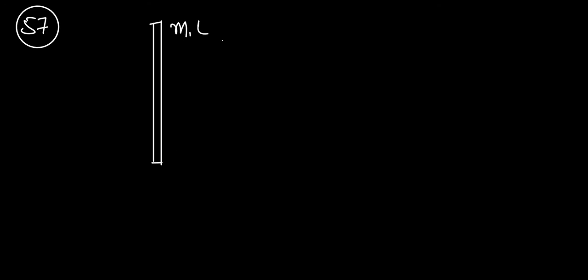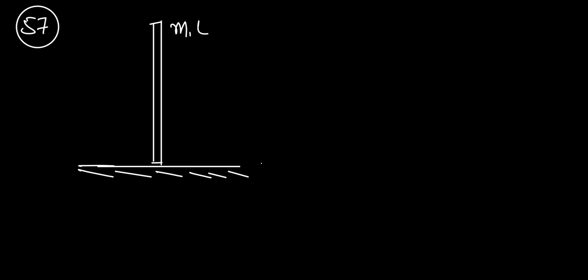Hello everyone, so this is problem number 57 from the chapter Center of Mass from the book Verma. Here it is saying that a uniform chain of mass m. So let this be the uniform chain of mass m and length L, held vertically in such a way that its lower end just touches the horizontal floor. The chain is released from rest in this position.